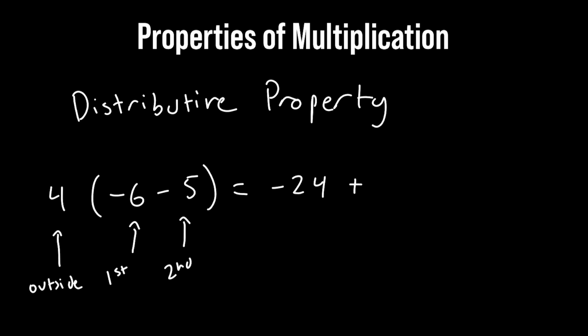And then plus 4 times negative 5, that would be negative 20. So we're going to put it in parentheses so that we don't confuse the plus and the minus sign. And negative 24 plus negative 20, that is negative 44. So that's our answer.